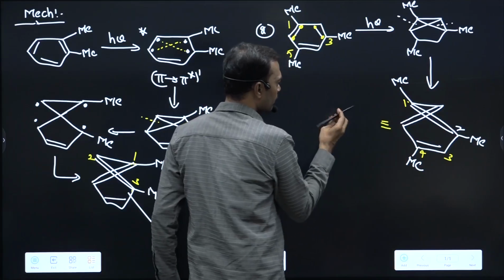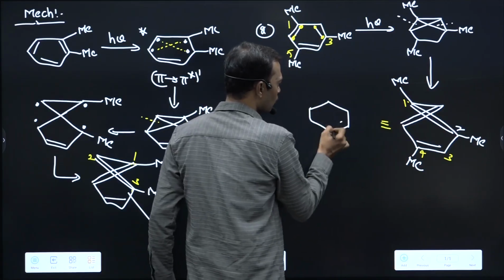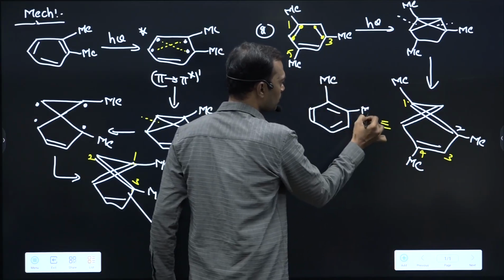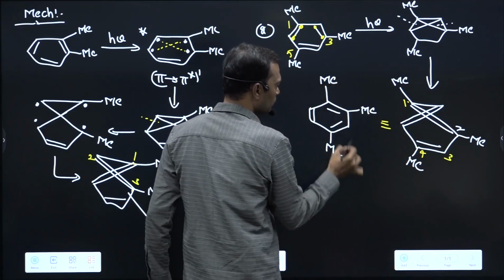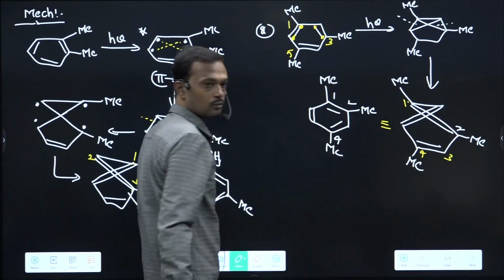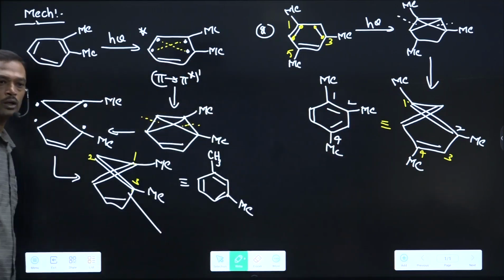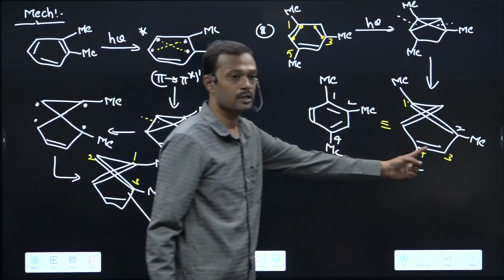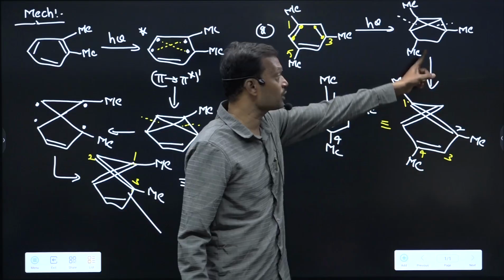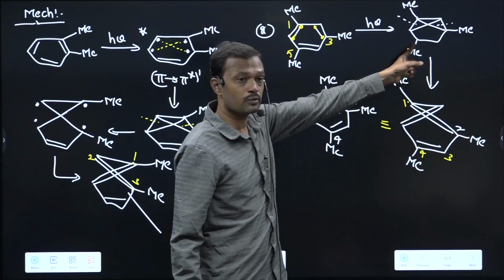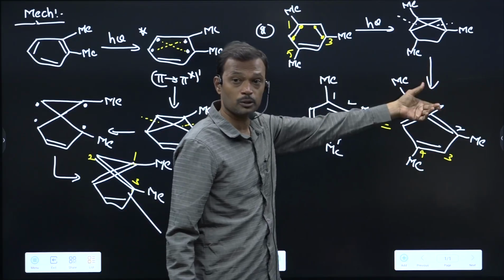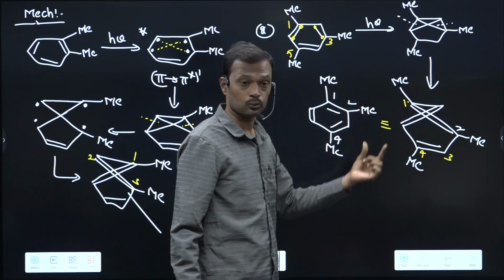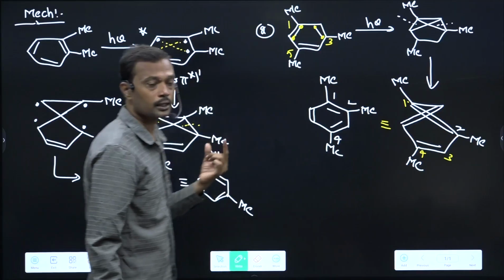So can I write it like this? 1, 2, 3. First carbon methyl, second carbon methyl, fourth carbon methyl. 1, 2, 4, that is the answer. 1, 3, 5 goes to 1, 2, 4. So what is the intermediate? Benzvalene. That's why the benzvalene structure is very, very important. Without benzvalene, it is impossible to prepare the proper structure of 1, 3, 5 to 1, 2, 4 trialkyl benzene.